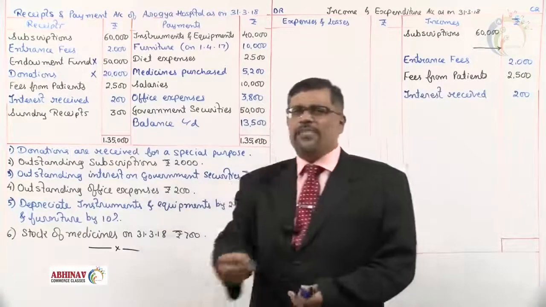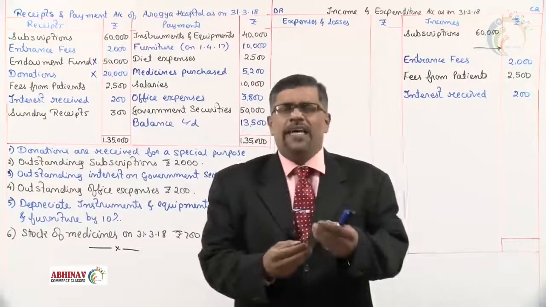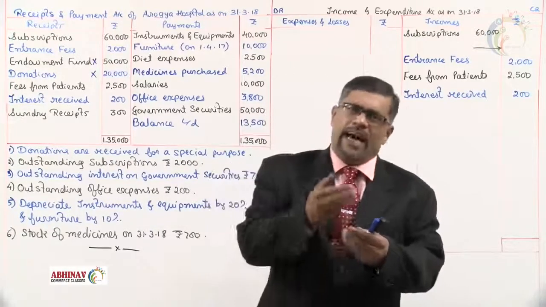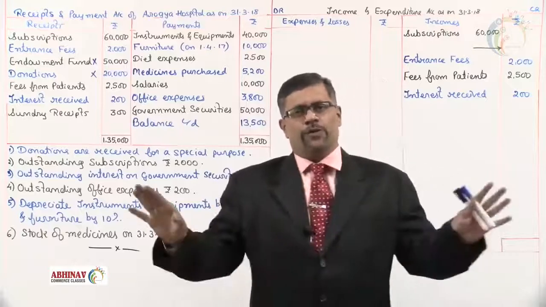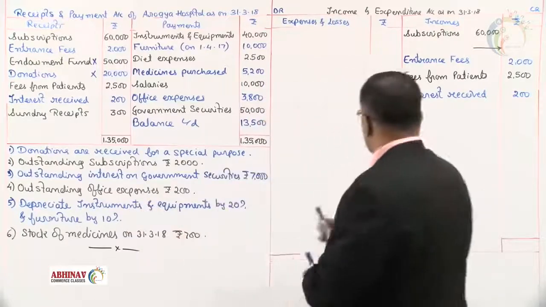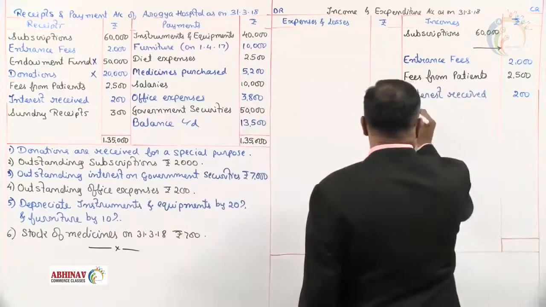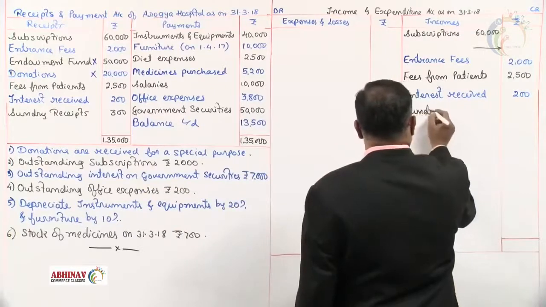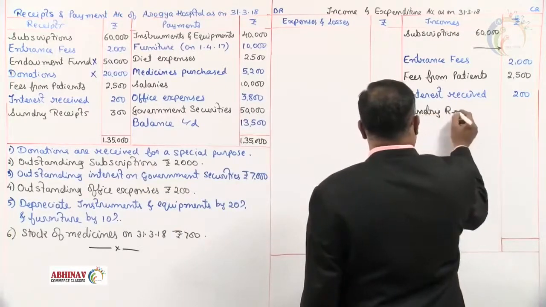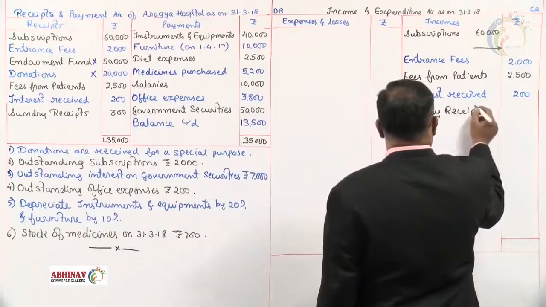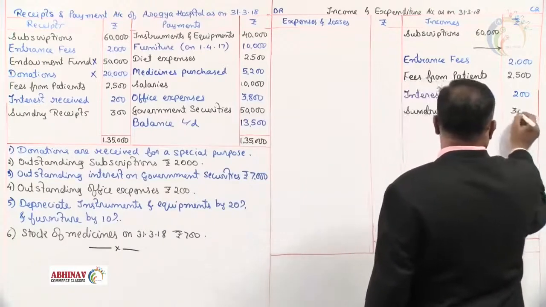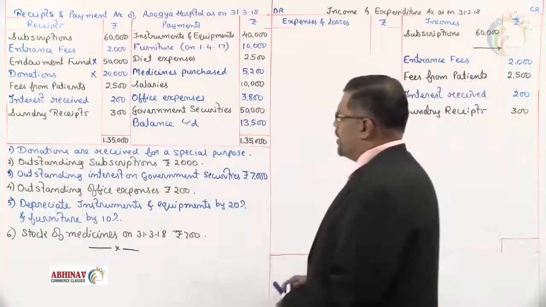Sundry. Sundry means the small receipts which are received again and again. So that is again going to be a revenue receipt. Enter it: sundry receipts. Revenue receipts are to be taken into consideration. Rupees 300. That's all with the receipt side.